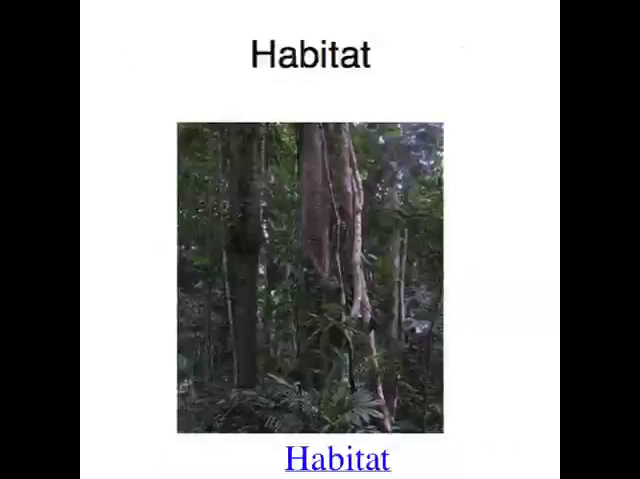Now, habitat is in fact the type of place that an organism lives. For example, an organism's habitat might be a swamp or a forest or grassland or something like that. And there are also actually microhabitats. And microhabitats are kind of like habitats within habitats. For example, the hollow of a tree might be a microhabitat in a forest.